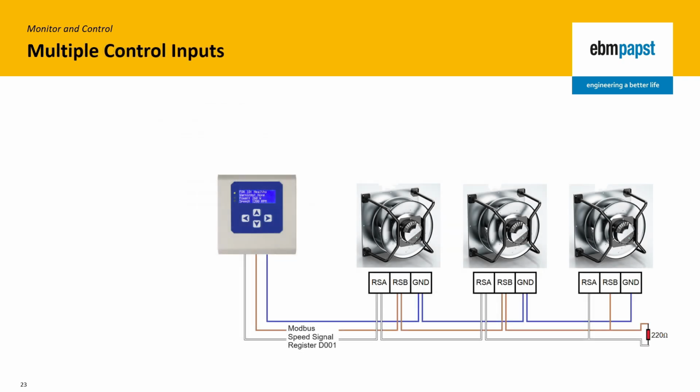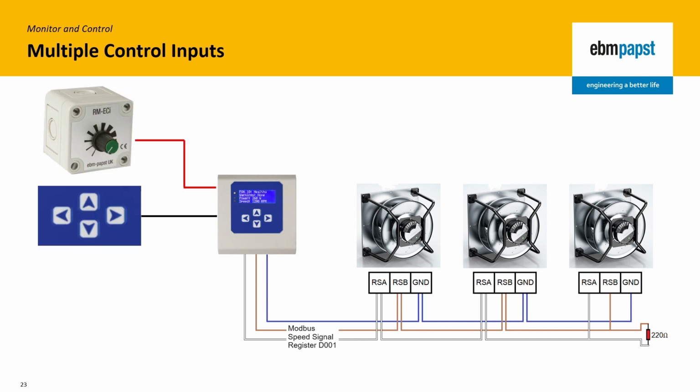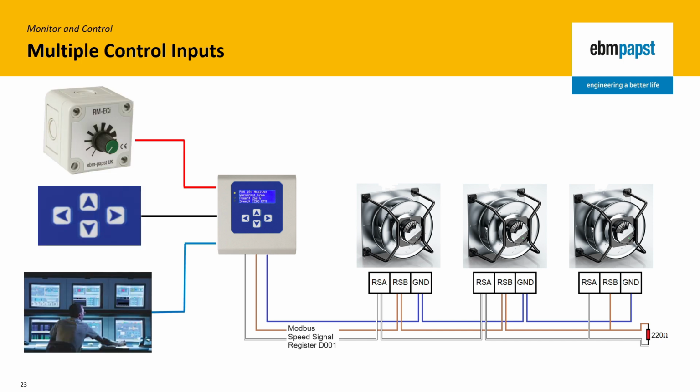In monitor and control mode, the MDC allows the user to change the operating speed of the fans using a combination of the 0 to 10 volt control signal, keypad entry and BMS client request. When operated in this mode, the MDC will vary the speed of the fans in the array according to the latest instruction received.